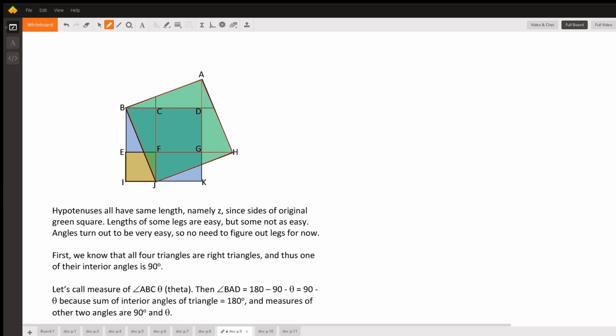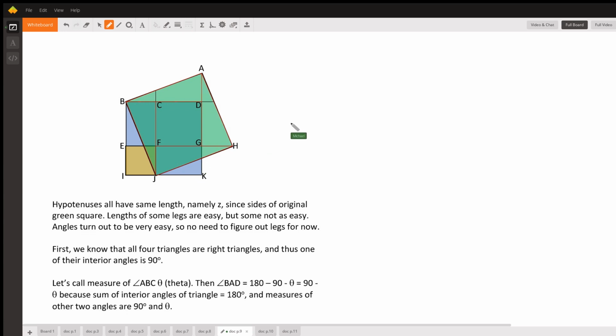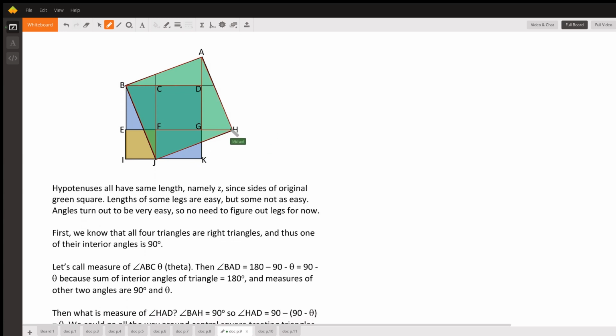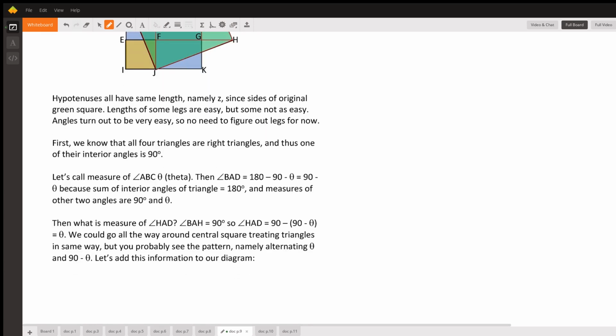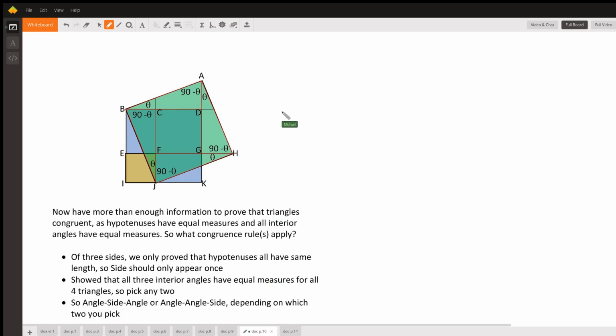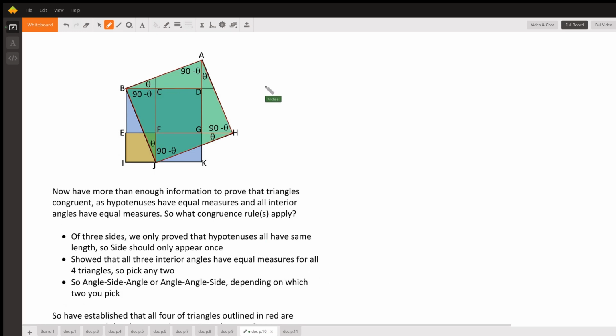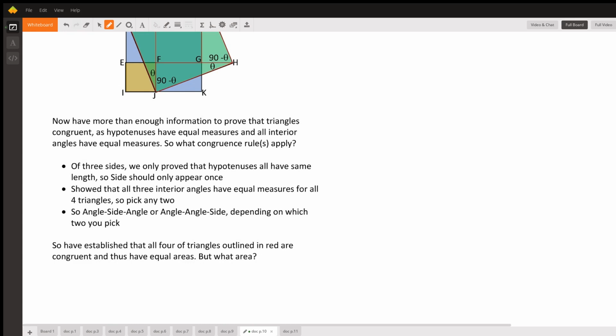And then here we go again, exact same situation: 90, 90 minus theta, theta, and so on, all around the perimeter of this figure. So we add that to our picture, and now we have that additional information. We have an equal side, and we have all three angles equal. It has more than enough information to show that they're congruent.